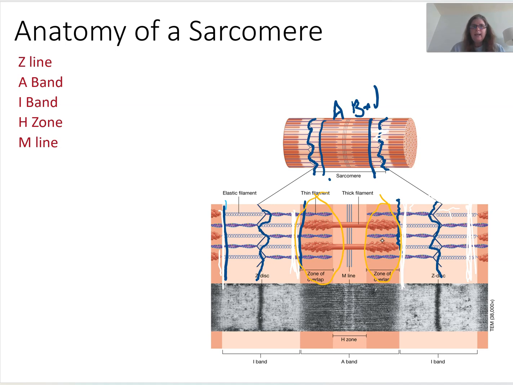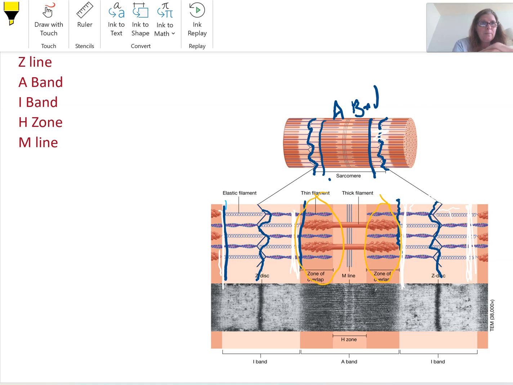Okay. Now there's an H zone and an M line. The H zone only contains myosin. So that's going to run kind of right up between the two. So I'm going to get another color here.